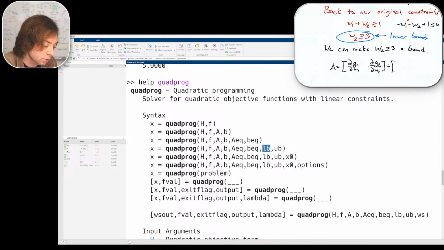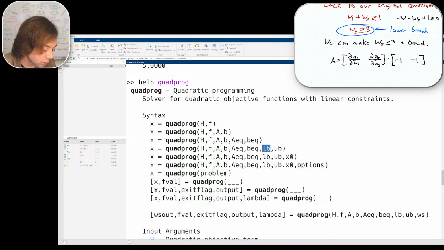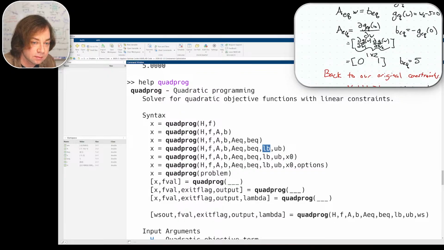So partial G, that's -1, and -1. We've done that before, right? And the B matrix is going to be -1. Is that what we decided? Is that what B was?